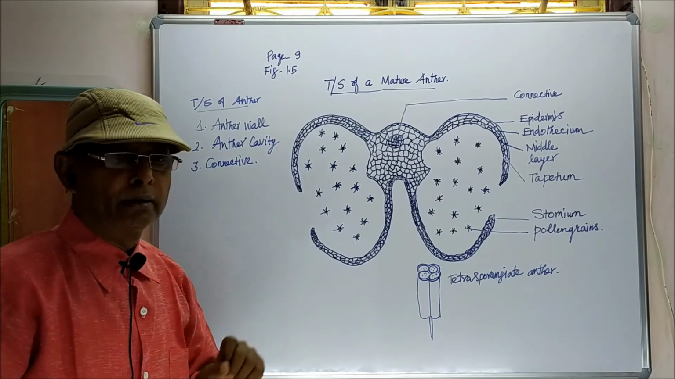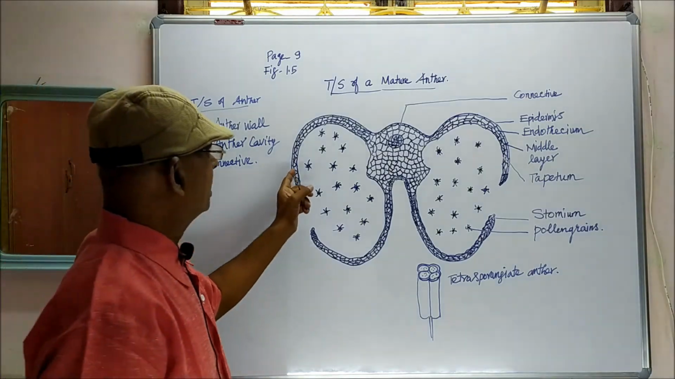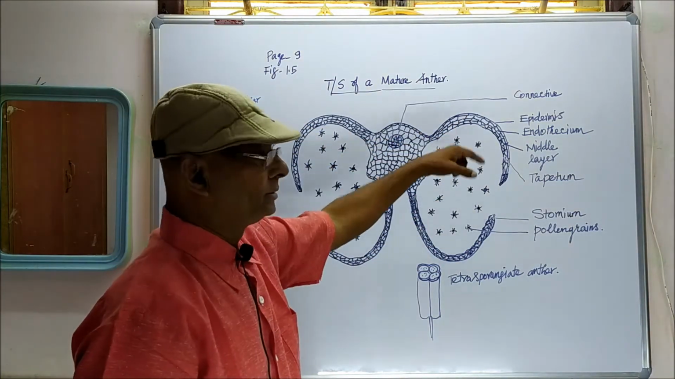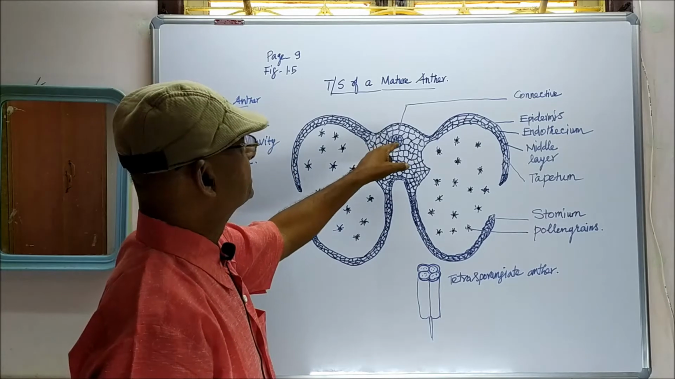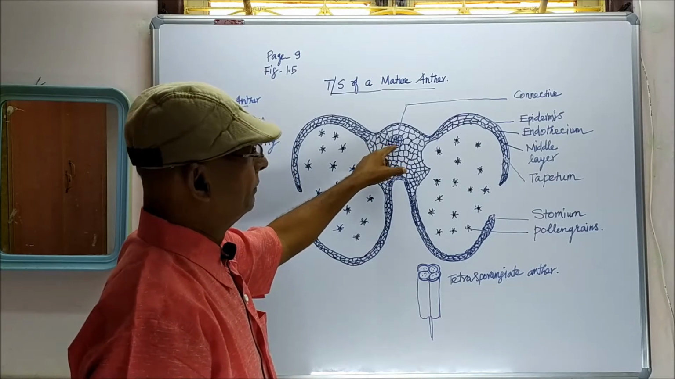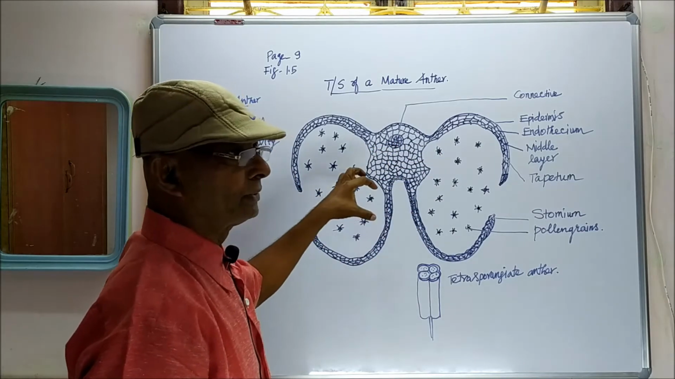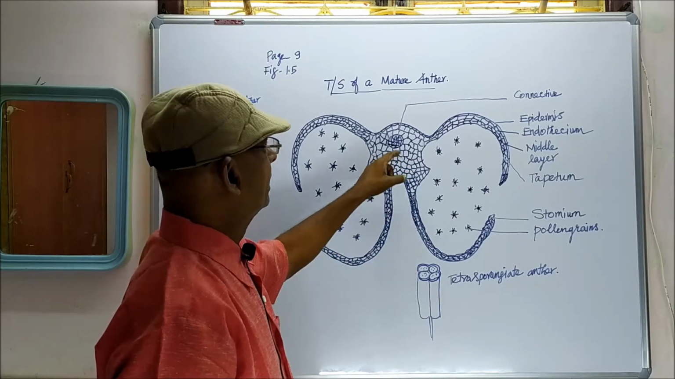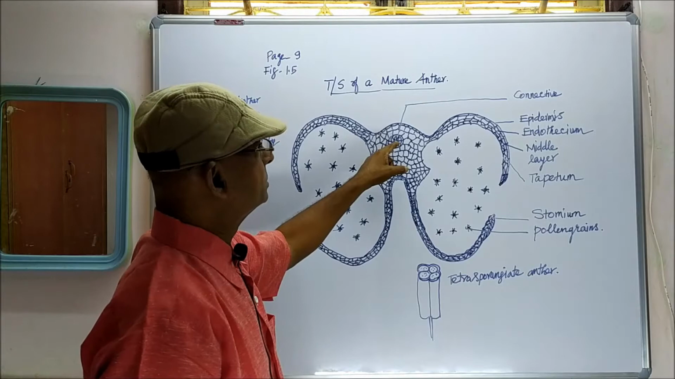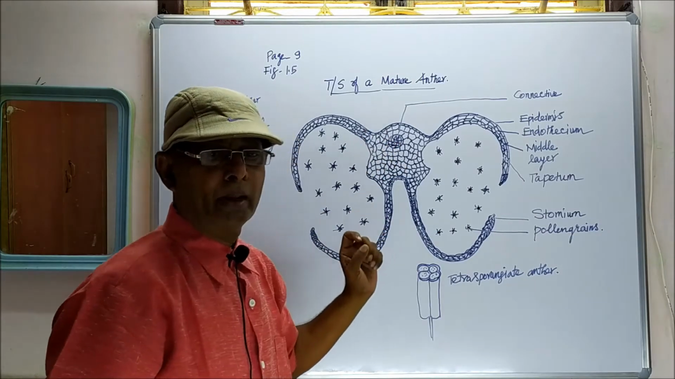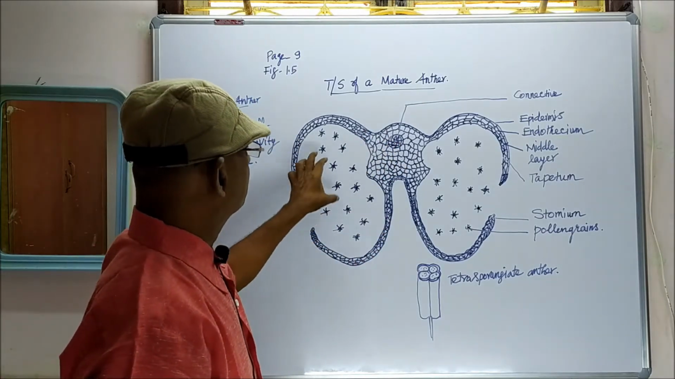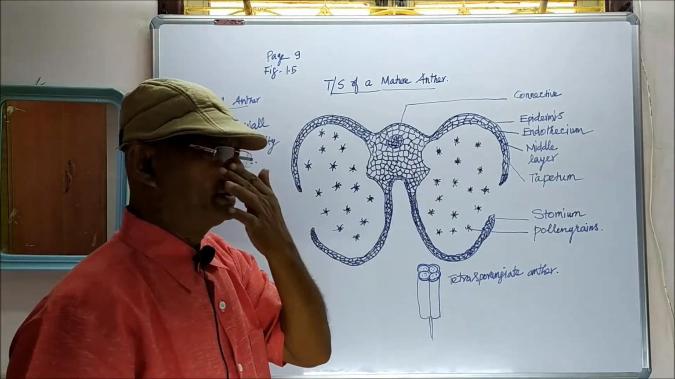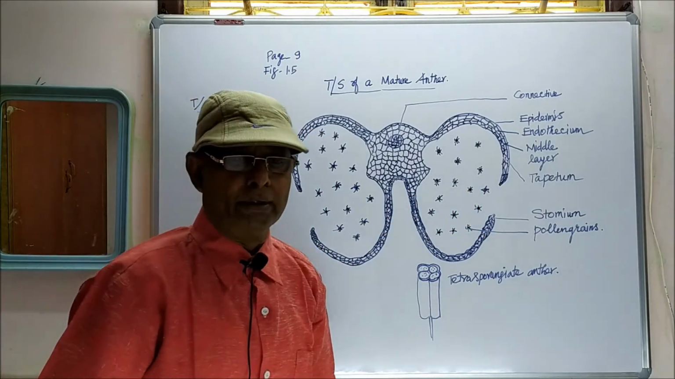Number 3, connective. The outermost wall is collectively called the anther wall, and this part is the connective, which connects the 4 lobes of the anther. The lobes of the anther are connected by a parenchymatous tissue that is called the connective. The cavity which is present inside the anther lobe is considered as the anther cavity.